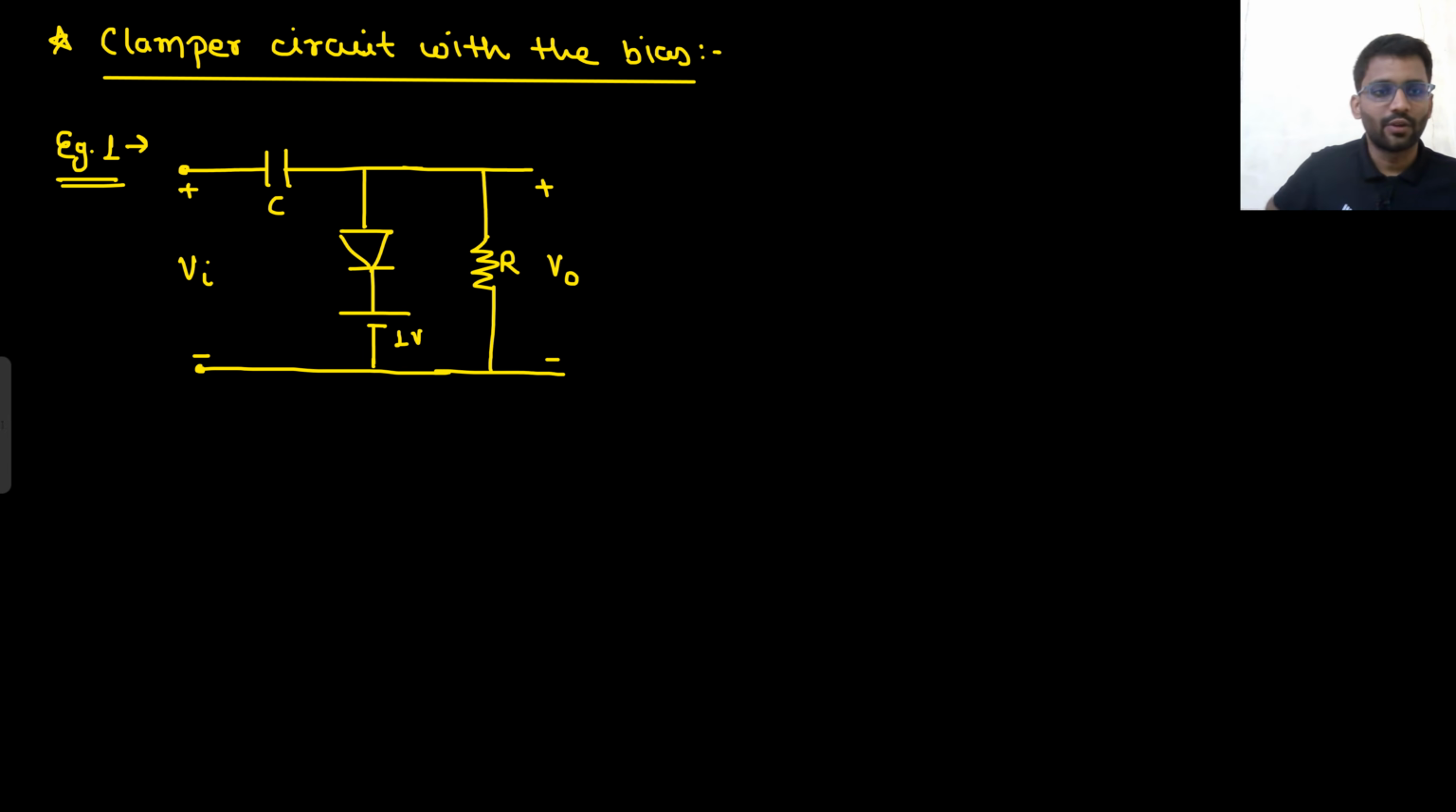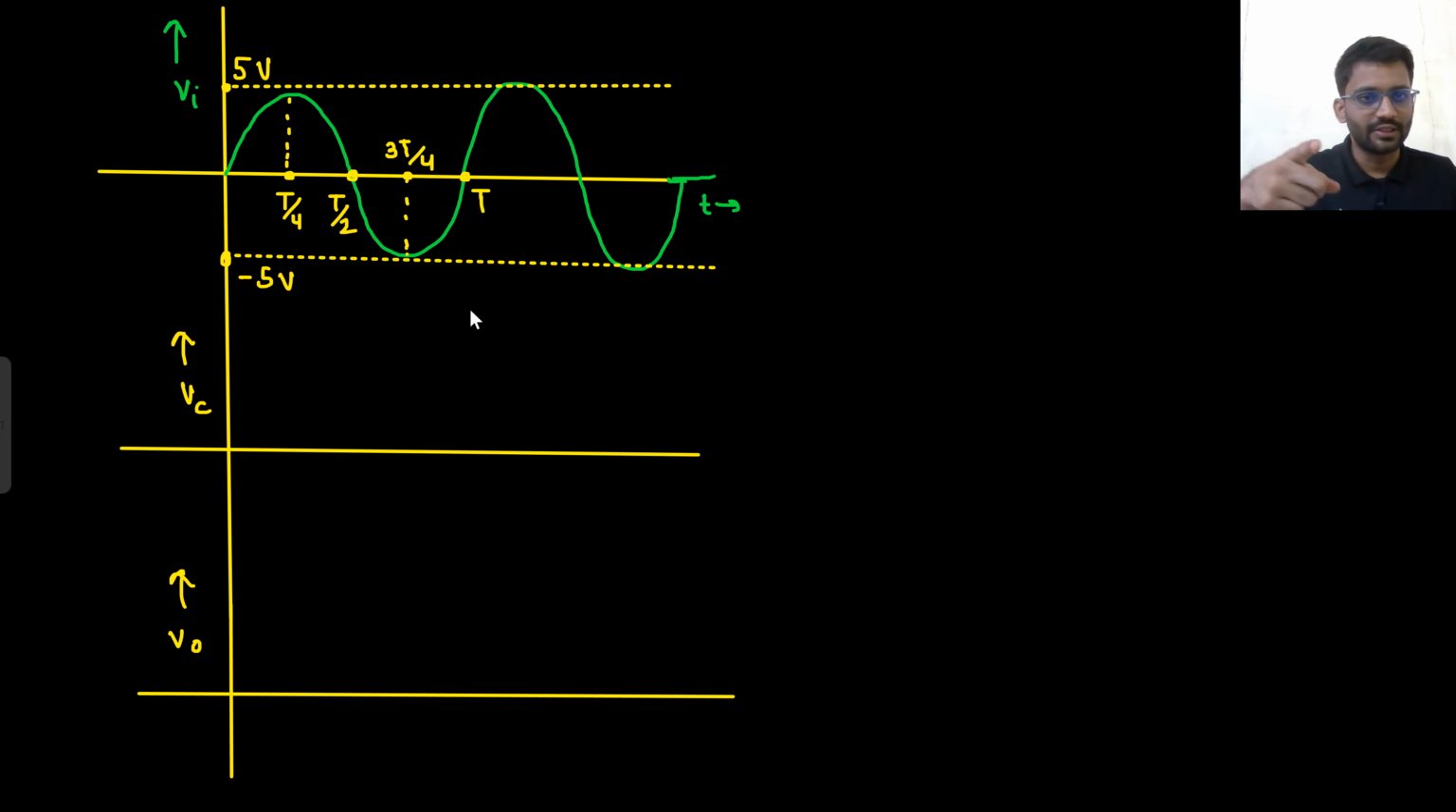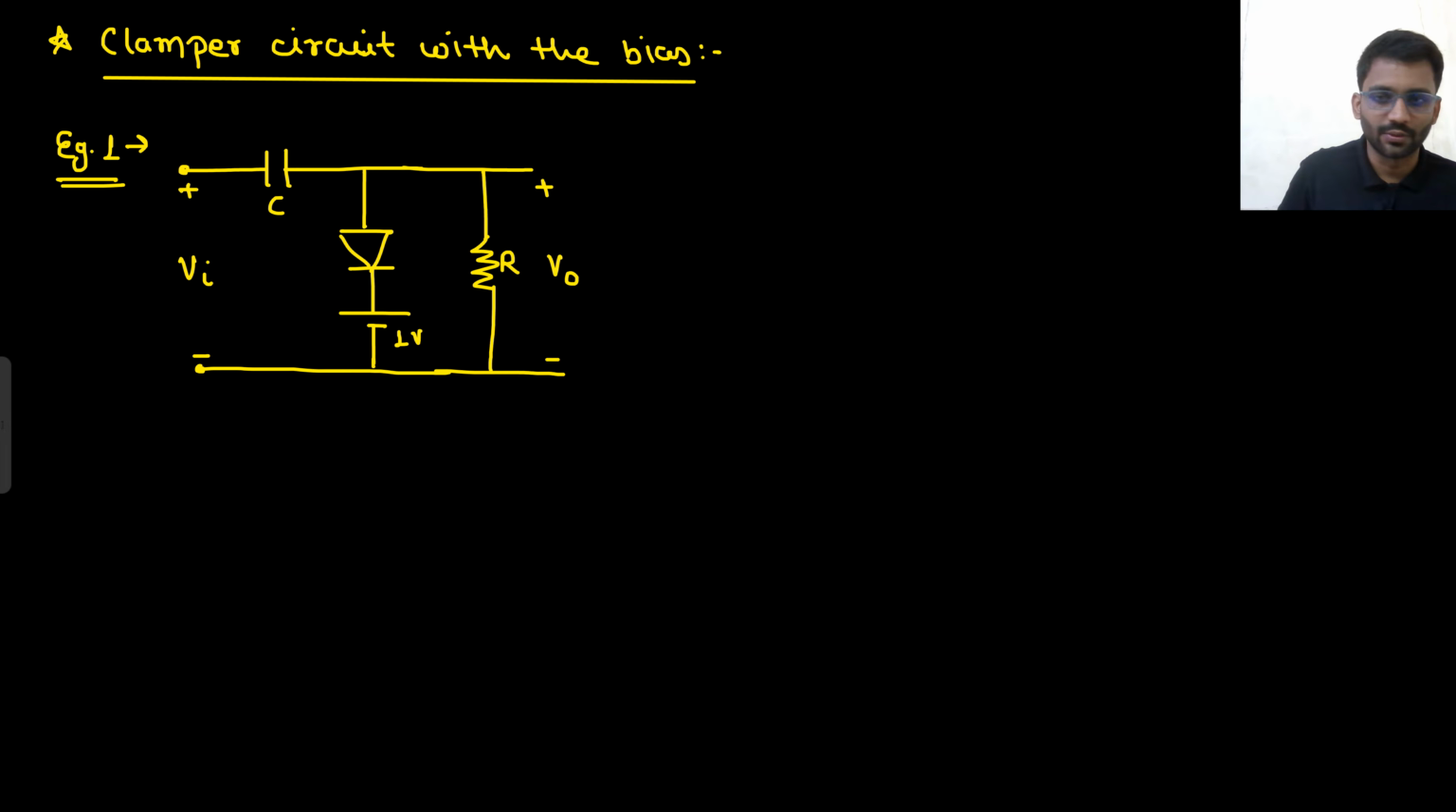So okay, now we are going to see a clamper circuit with the bias. The input I haven't shown here. The same applied input is there. This input, sinusoid 5 sin omega t. I should at least write here: the input is 5 sin omega t. So analyze this circuit on your own and tell me the steady state output.